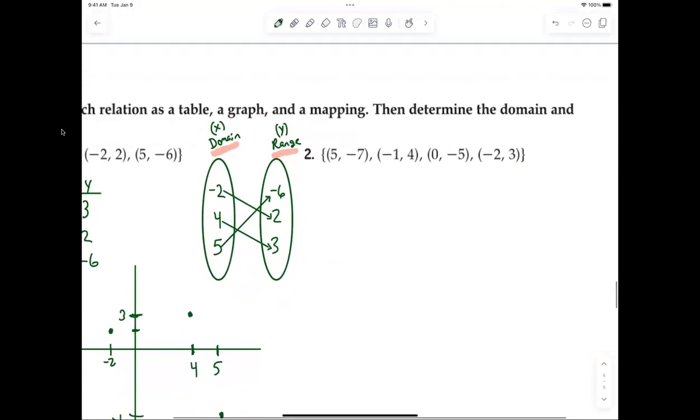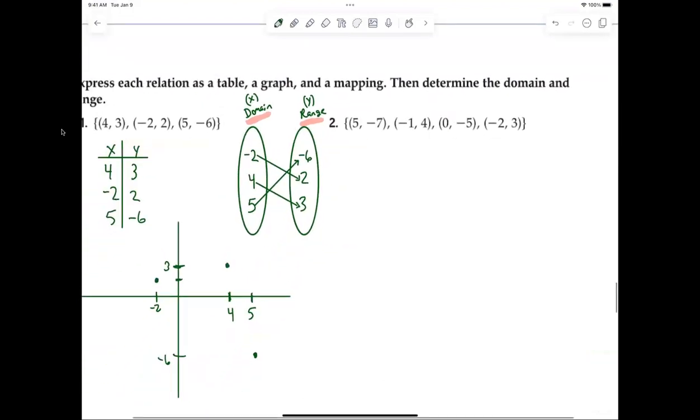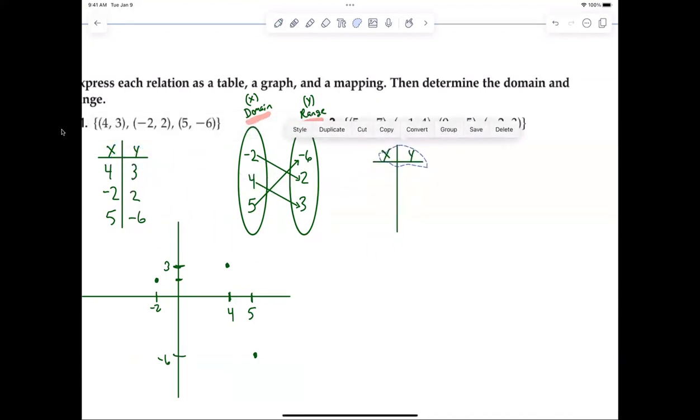All right, so let's just knock out 2 real quick. Again, you can make your table. And then plug in your numbers. 5, -7, -1, 4, 0, -5, -2, 3. And then you can graph them. Now on your graph paper, label that question number 1, question number 2.